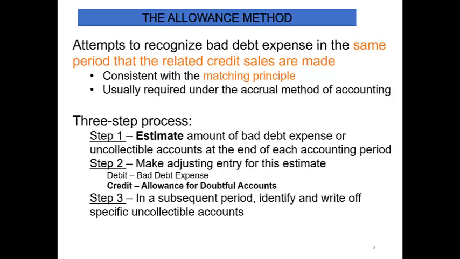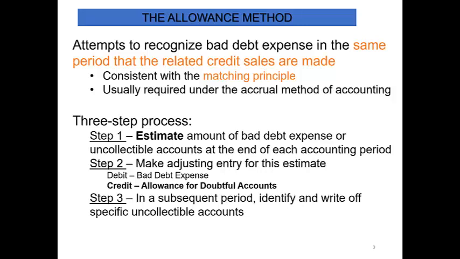And the first step is to estimate the amount of bad debt expense or uncollectible accounts, that's the same thing, at the end of each accounting period. So at the end of every year, when we're doing our adjusting entries, we're going to also make an estimate to figure out how much we're probably going to incur in bad debt. And that way we're matching up bad debt in the same year that the revenue occurred.